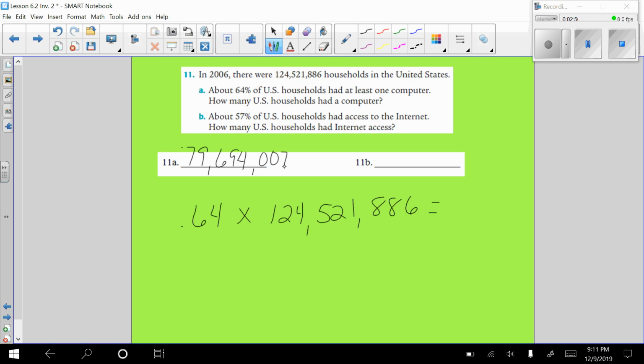It gives you 79,694,007 households. And then they said about 57% of the U.S. households had access to internet. Again, set up your proportion. Change 57% to a decimal, 0.57 times your 124,521,886 households. You're going to get 70,977,475. You're actually going to have a decimal, 0.02 on your calculator. Well, you can't have 2/100 of a house, so you have to round that off.